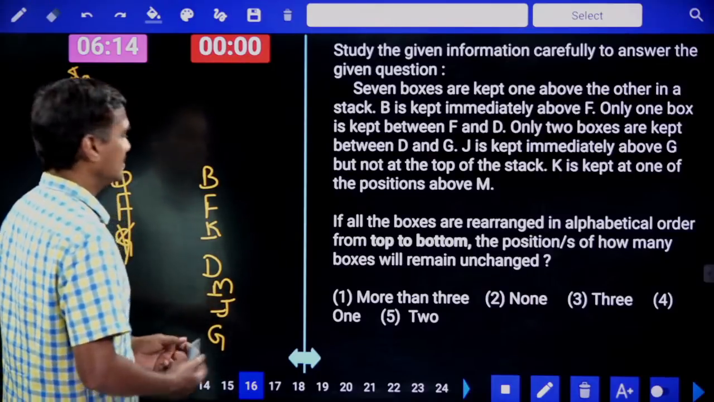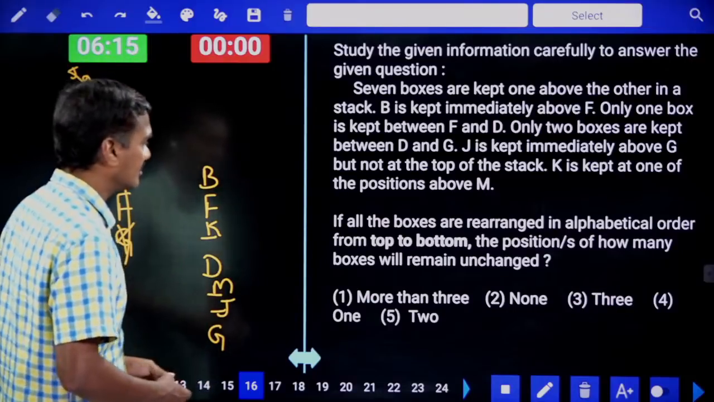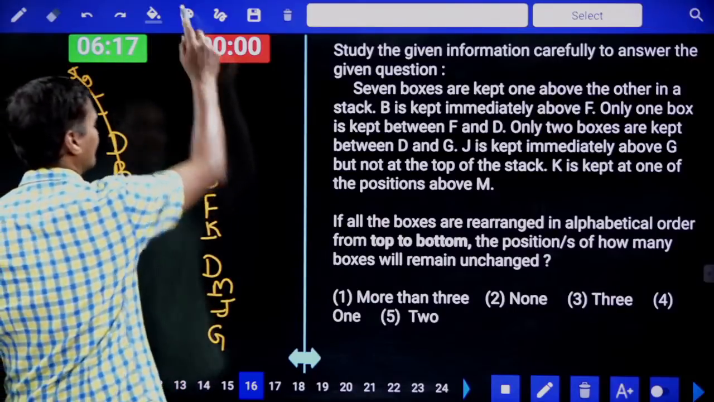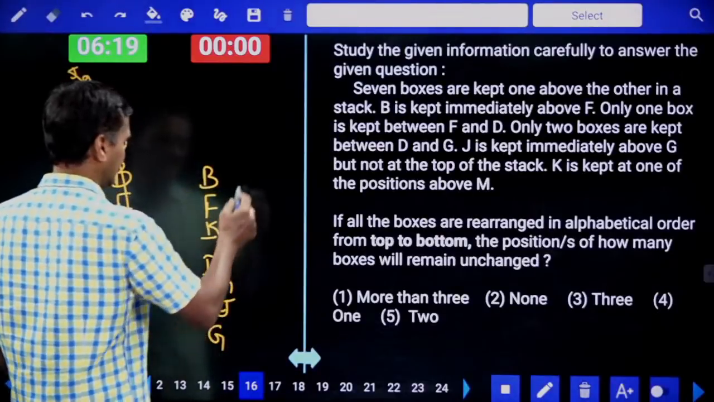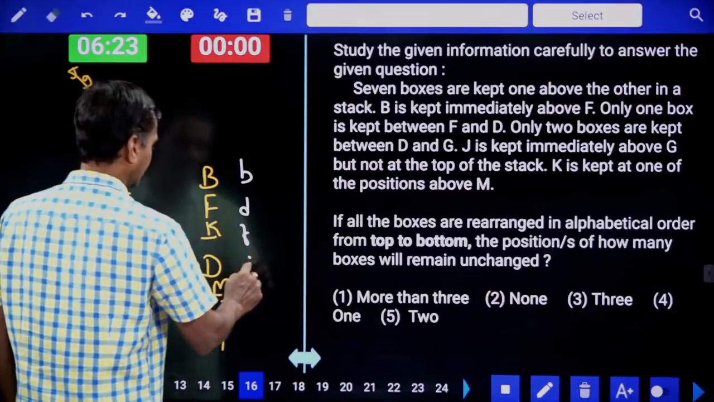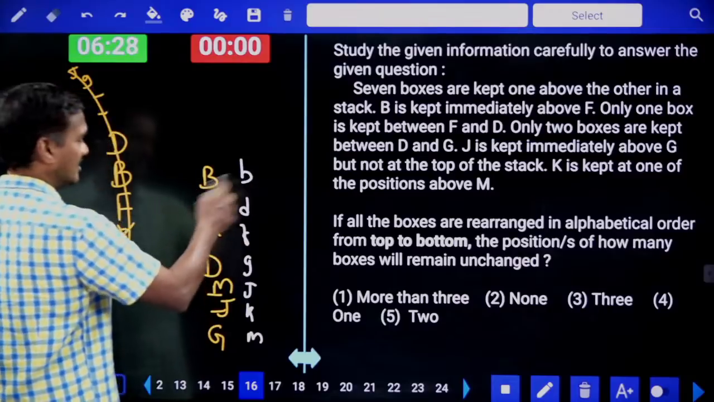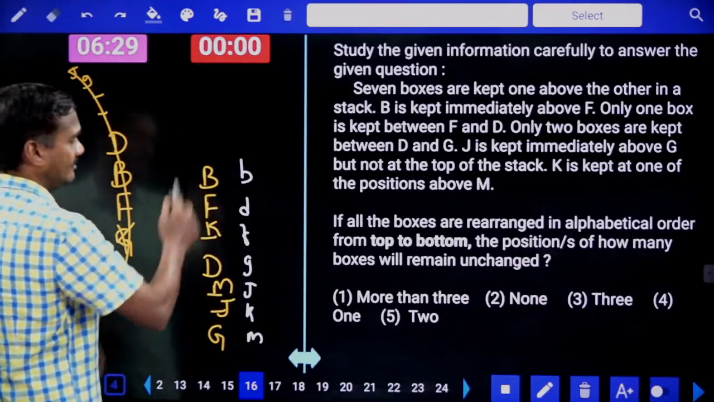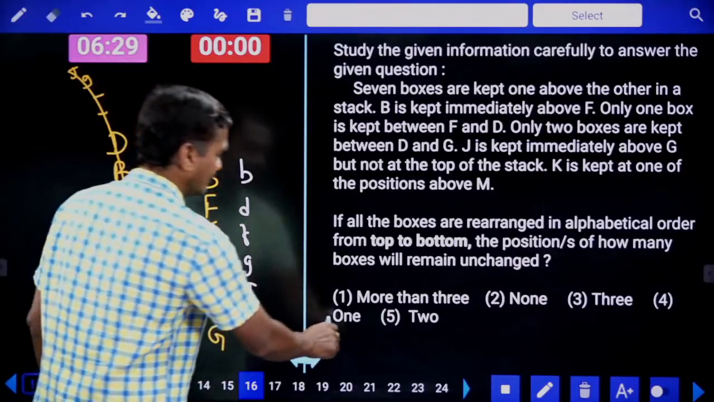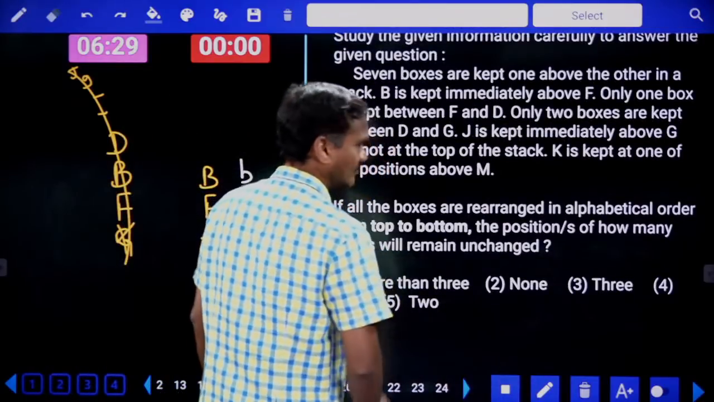Then coming to this one question. If all the boxes are arranged in alphabetical order from top to bottom, what are the letters we have? And the boxes are B, D, F, G, J, K, M. Then how many boxes remain at the same place? Only B. Only B, that is choice 1. Clear now? 16, it is choice 1.